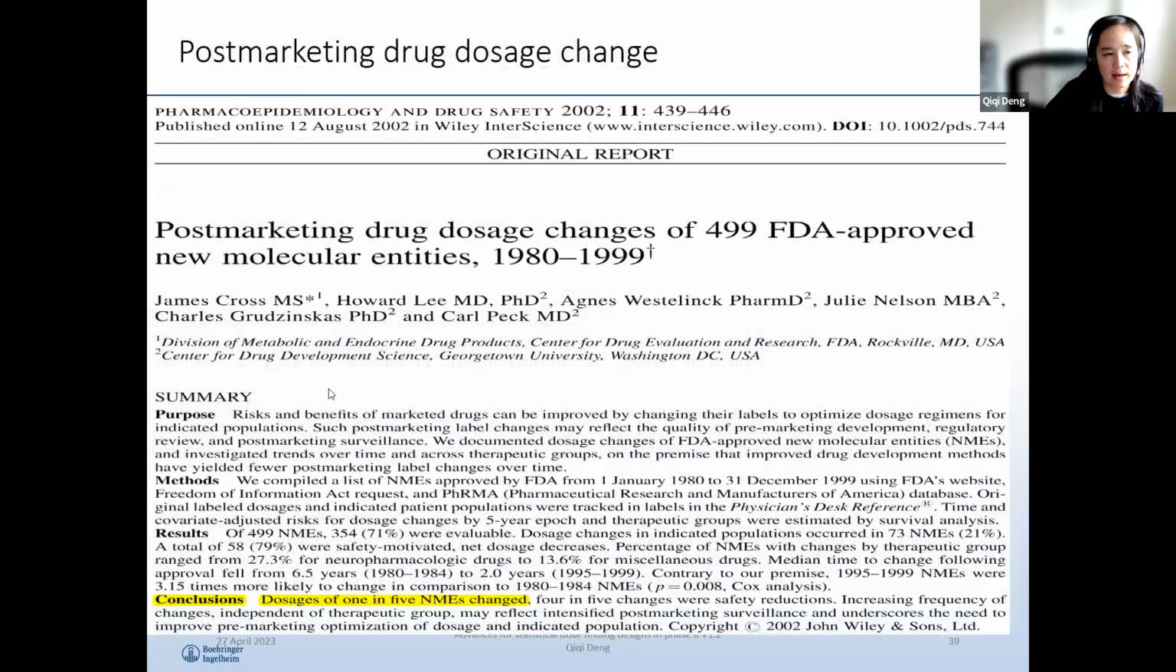And if you look at the drugs that already reached the market and have post-marketing dosage changes, this number is actually pretty high. About 1 in 5 new molecular entity drugs will have a post-marketing dose change. So that means dose optimization or dose finding in the early phase is very challenging, and there is a lot of work we can do about it.